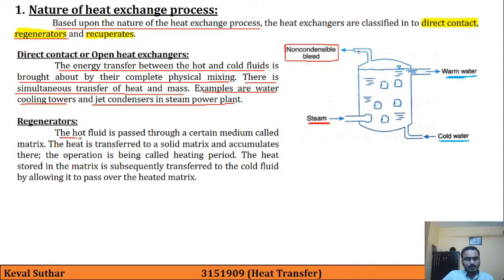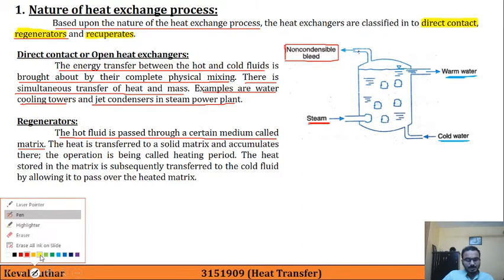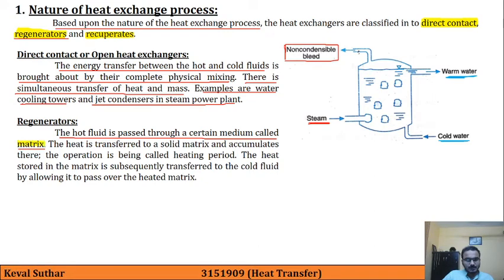The hot fluid is passed through a certain medium called matrix. So here, this is important part. The heat is transferred to this solid matrix and it accumulates there. So this is something like a storage. So matrix is some form of storage where the hot fluid is giving its energy, and this operation is being called as heating period.